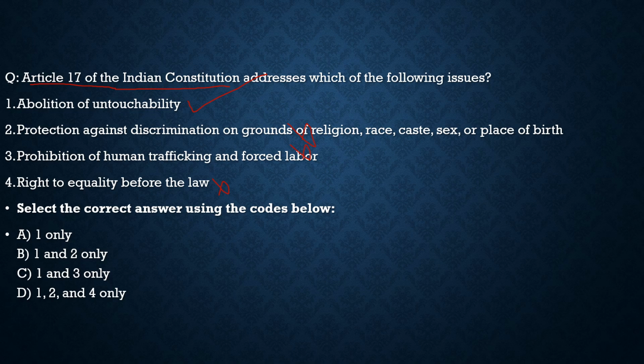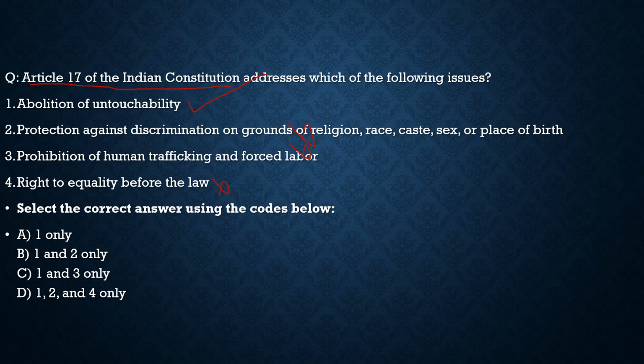Untouchability is abolished and its practice in any form is forbidden. The enforcement of any disability arising out of untouchability shall be an offence punishable under law. With respect to Article 17, there are two important legislations: one is the Protection of Civil Rights Act 1955 and the other is the Scheduled Caste and Scheduled Tribes Prevention of Atrocities Act of 1989. So these are the two important legislations which were brought under Article 17. With this, I hope you had got the basic idea and you had understood the question.